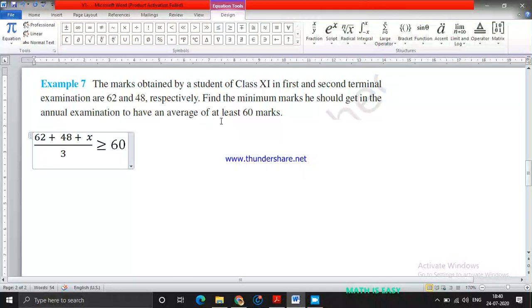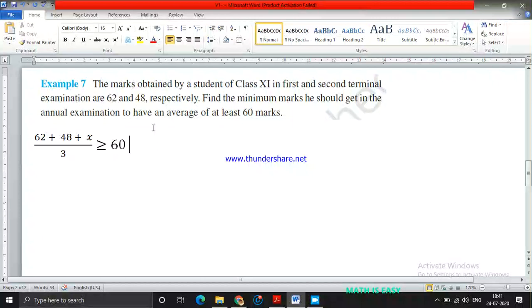When they use the words at least, for example, at least I can eat 2 bananas, that means maximum I can eat 10 bananas or a dozen or more. So at least 60 marks, he needs minimum 60 marks. That means he can score 65, 70, 80 or 100. 100 is not possible because he got 62 and 48, so in this case it is not possible.